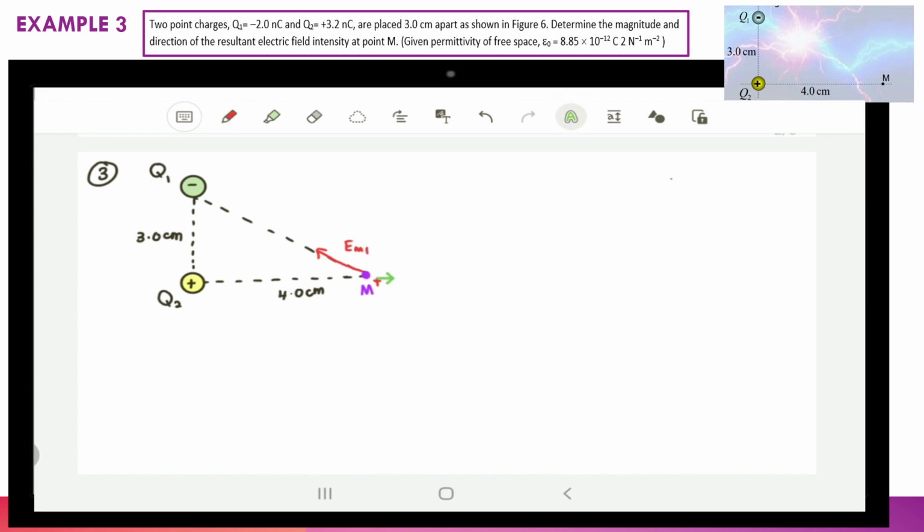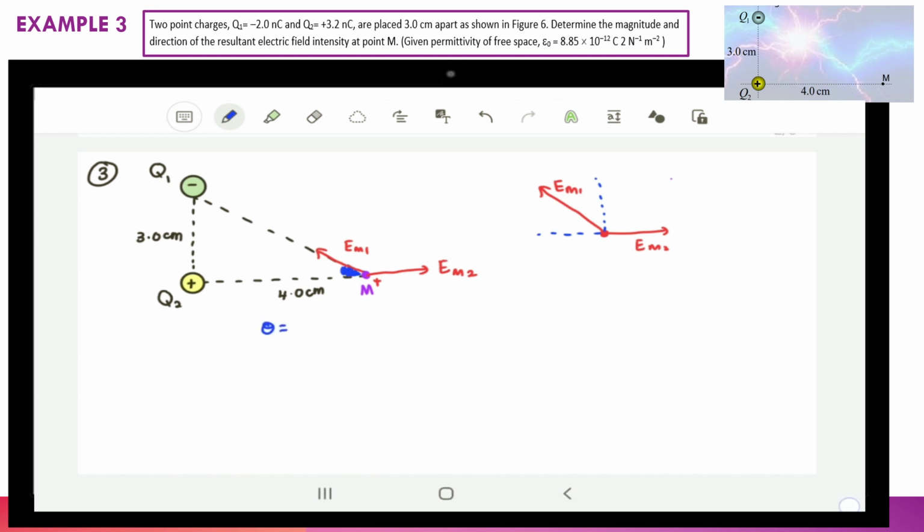And here we have positive and positive, so this one should be repel. So the direction is to the right, in this direction. E on M due to the second charge. When we try to transfer, look at here, we have EM2 and this is EM1. Where the angle here, this is the y-axis and this is the x-axis. So we can find the angle here by using this triangle.